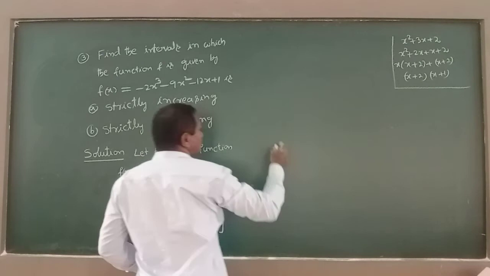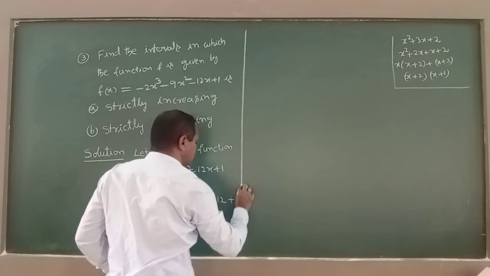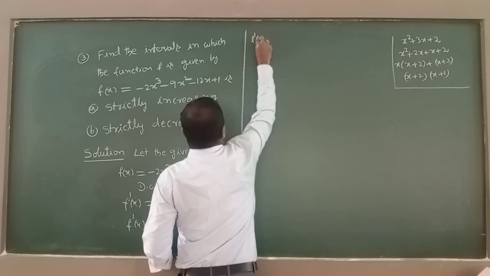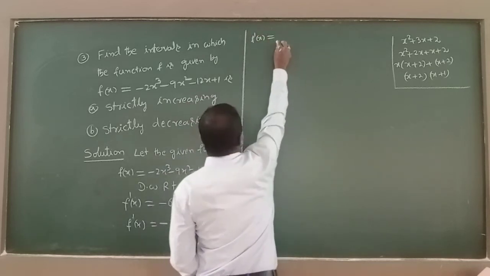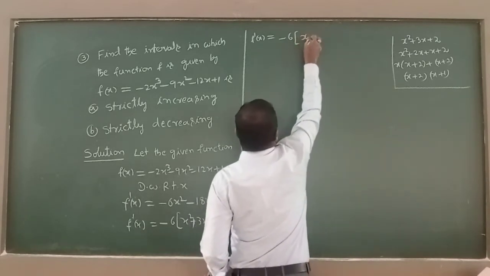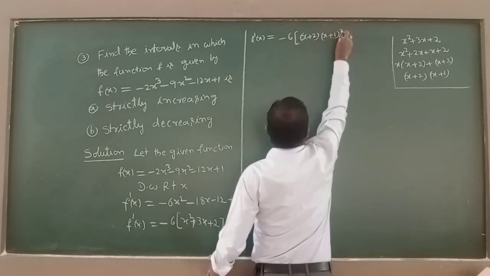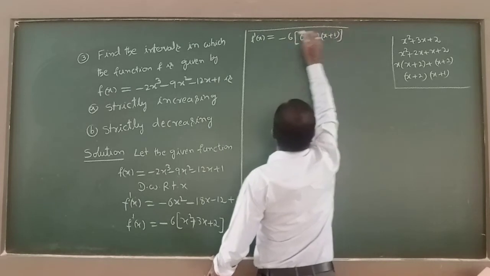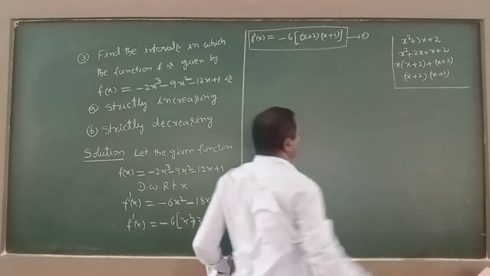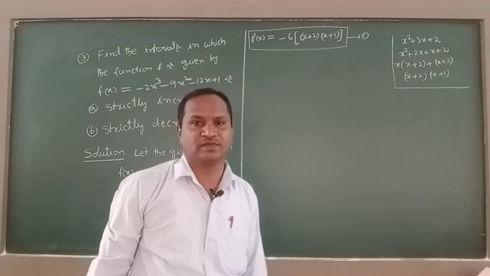Now we are going to substitute those factors in place of the bracket part in the derivative. F dash of x is equal to minus 6 into x plus 2 into x plus 1. We represent this as equation number 1. From that part only, we are going to take the values for x.